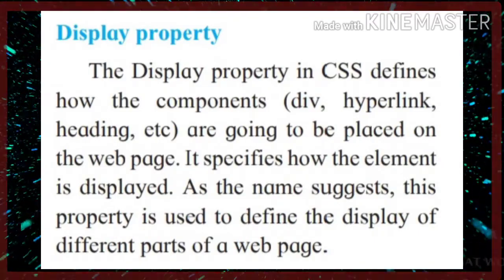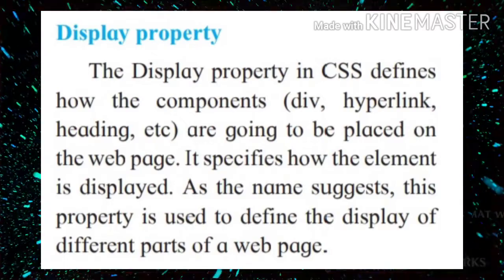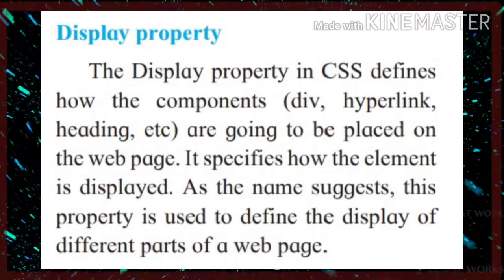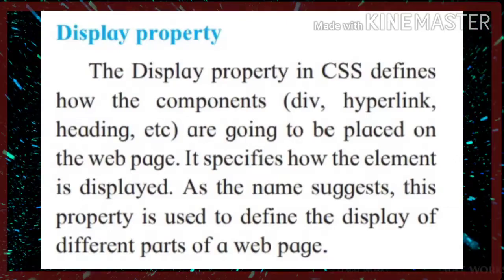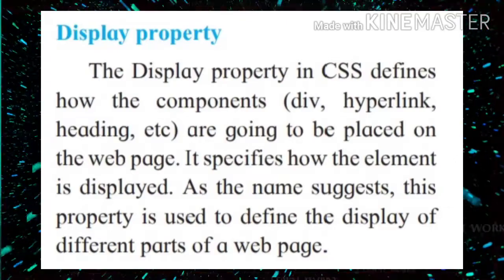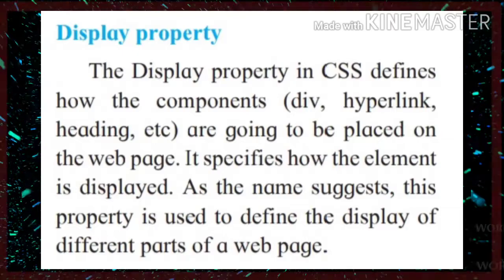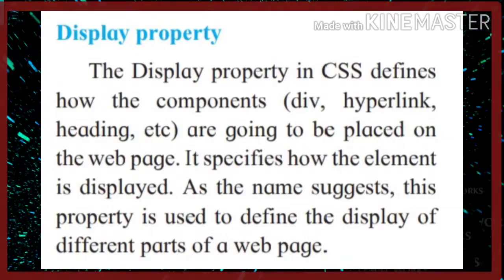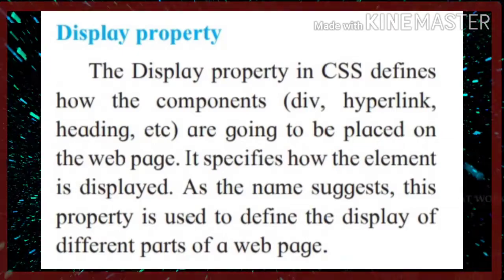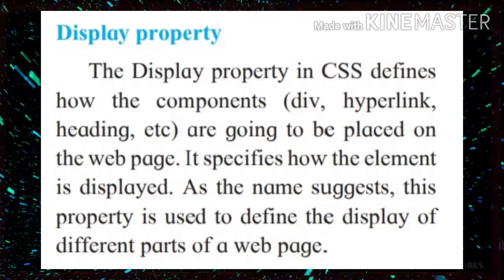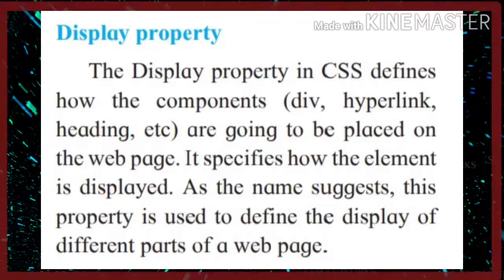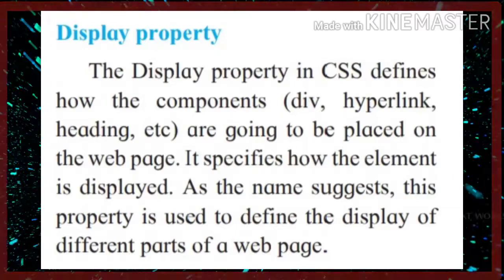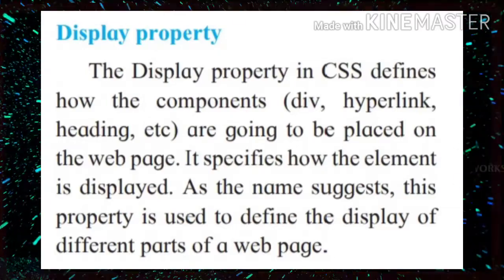Next property is the display property. The display property in CSS defines how the components are going to be placed on the web page. The components are div, hyperlinks, headings, etc. It specifies how the element is displayed. This property is used to define the display of different parts of a web page. This is one of the useful properties of CSS.